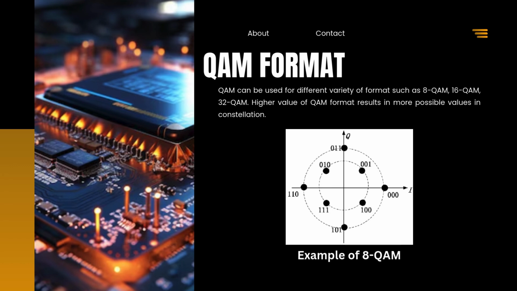Quadrature amplitude modulation, QAM, can have different formats, such as 8QAM, 16QAM, and 32QAM, depending on the number of bits each symbol represents. In this example, we see 8QAM, where each point on the constellation diagram represents 3 bits of data: 000, 001, 010. The higher the QAM format, the more points there are in the diagram, which means more bits can be encoded per symbol.